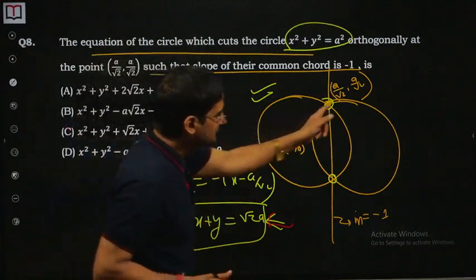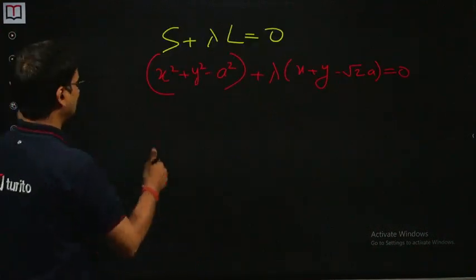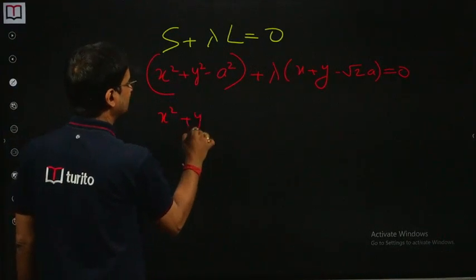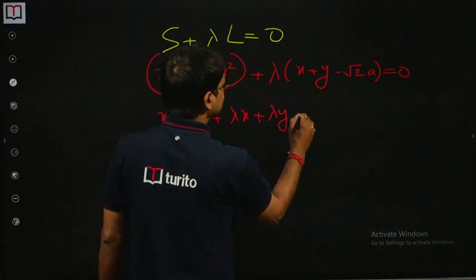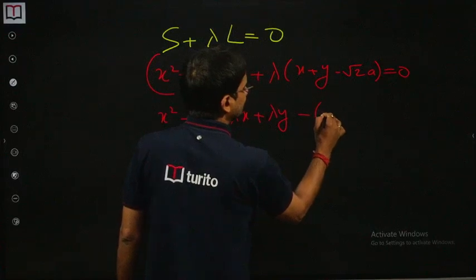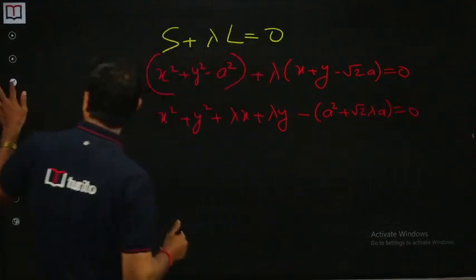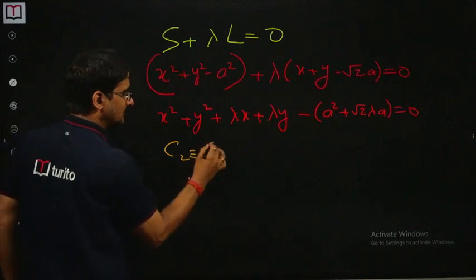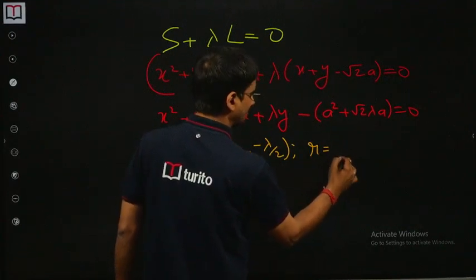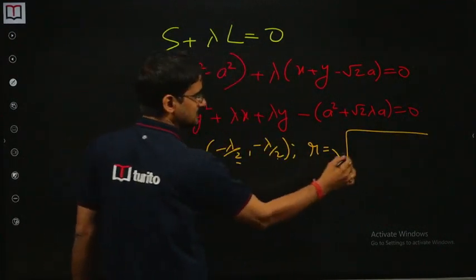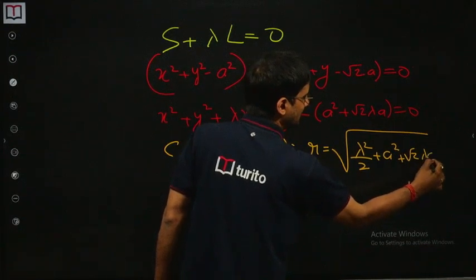Okay, now the required circle which is orthogonal to the given circle is also a part of this family. So what does that mean? I will write it in a perfect equation of circle form: x square plus y square plus lambda x plus lambda y minus a square plus root 2 lambda a equal to 0. So now for the orthogonality condition, the center is minus lambda by 2 comma minus lambda by 2, and the radius is the under root of this square plus this square, lambda square by 2, and then plus a square plus root 2 lambda a. Fine.